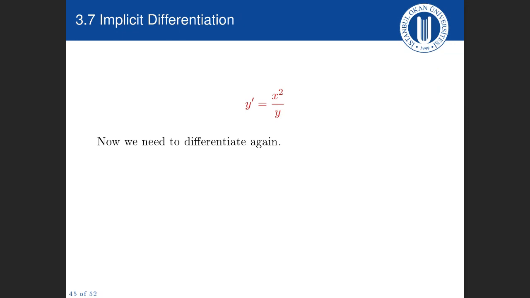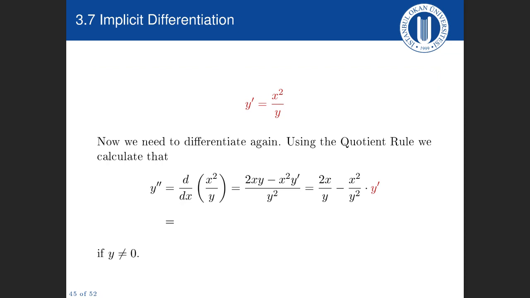So we're going to differentiate y prime is equal to x squared over y. This is a quotient rule differentiation. So the derivative of u over v is (u prime v minus u v prime) divided by v squared. So for us, the derivative of x squared gives us 2x, and then y stays as it is, minus x squared over y, sorry, x squared y prime divided by y squared.